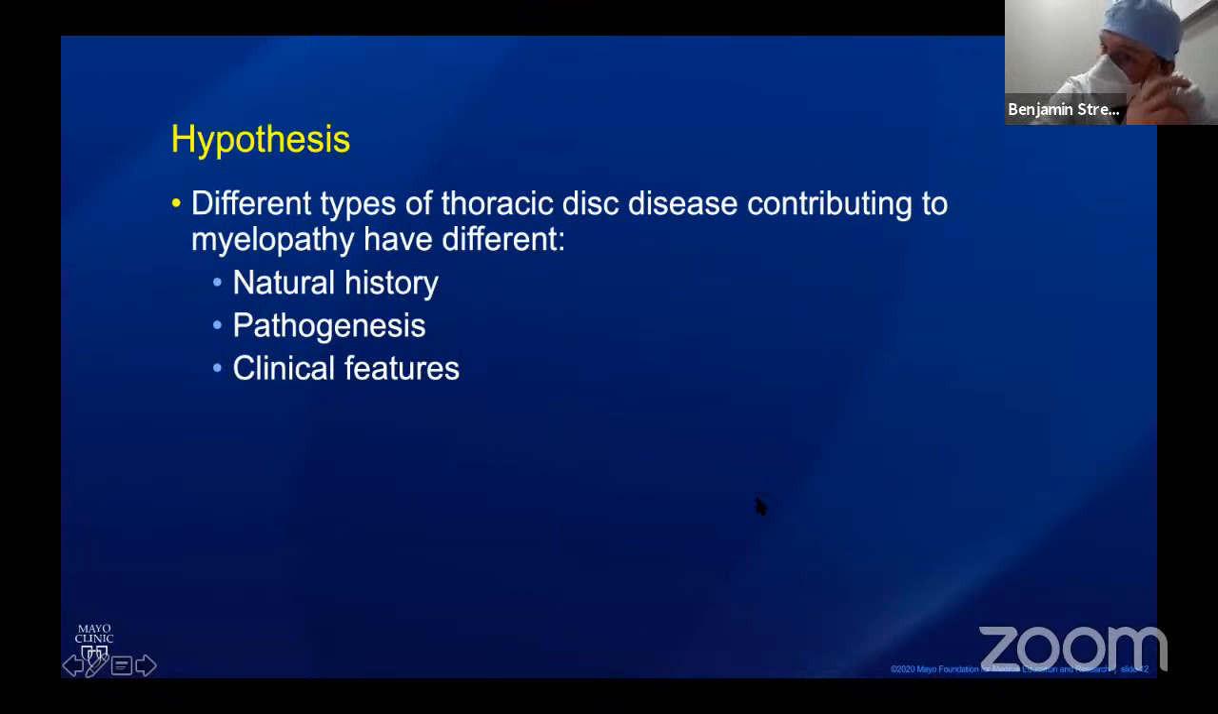So the whole hypothesis and purpose of this paper was to attempt to differentiate types of thoracic disc disease contributing to myelopathy, and supposing that each may have a different natural history, a different pathogenesis, and different clinical features that may assist in diagnosis and treatment.